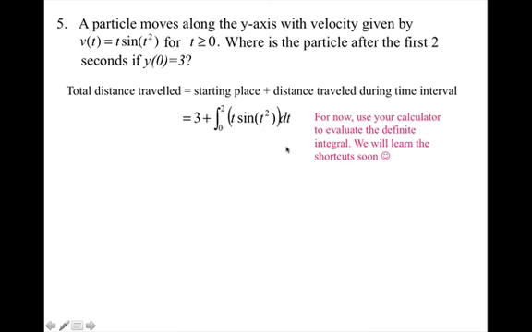For now, you're just going to use your calculator to evaluate this definite integral. We will learn the shortcut soon. So for now, all I want you to do is type this integral into your calculator, like I showed you earlier this week. And don't forget to add 3. After you add 3, you get 3.82682. So that means that the particle is at position 3.82682 after 2 seconds.